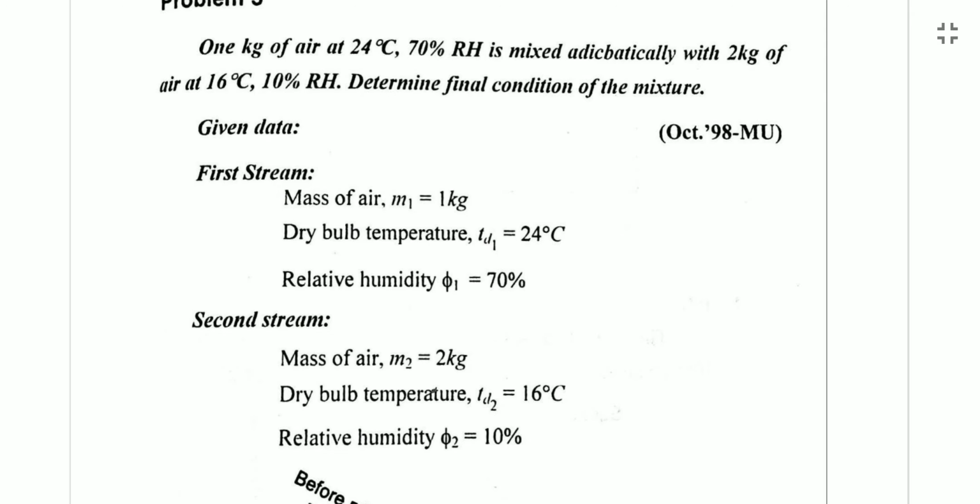Mixed adiabatically with 2 kilogram of air. So for the second stream, mass is given, dry bulb temperature is given, relative humidity also given. So 2 streams are going to mix with each other. Then we get another new stream, that is the third stream. Determine the final condition of the mixture. We have to find the final condition after mixing.